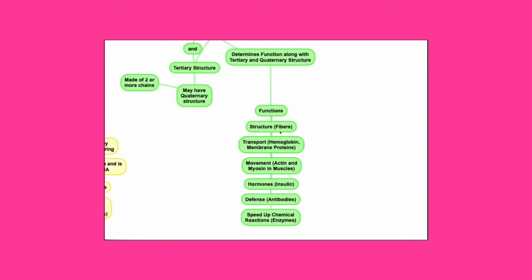Movement. I already mentioned the actin and myosin fibers in muscles. Hormones like insulin. We'll talk about those a little bit later when we get into cell communication. Defense, antibodies. And then they speed up chemical reactions. And this is probably one of the most important functions that they do in speeding up chemical reactions. They are acting as catalysts. And in this case, we're talking specifically about enzymes, which are catalysts found in living systems.